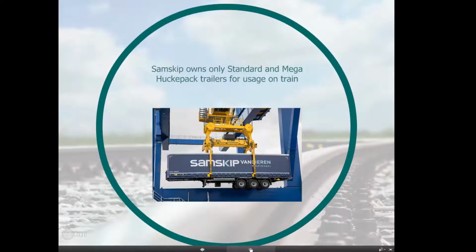Besides the differences in dimensions between a Mega and a standard trailer, do you know what a Huckepack trailer is? A Huckepack trailer is a trailer which can be used on the train. All of our standard and Mega trailers are Huckepack trailers. Our Huckepack trailer can be recognized by its 2 yellow squares on the bottom of the trailer. These squares indicate 2 gaps underneath the trailers in order to lift them with the crane onto the train. The picture presents the lift of a Huckepack trailer.